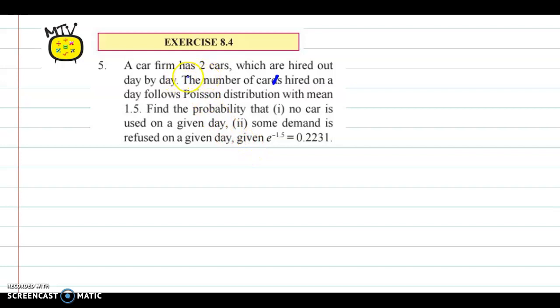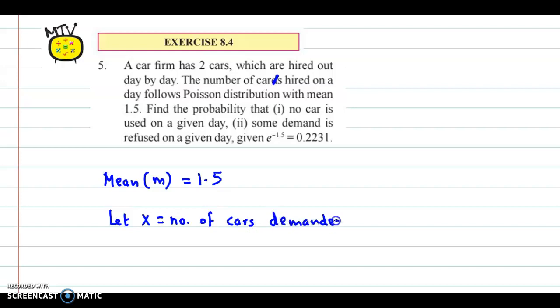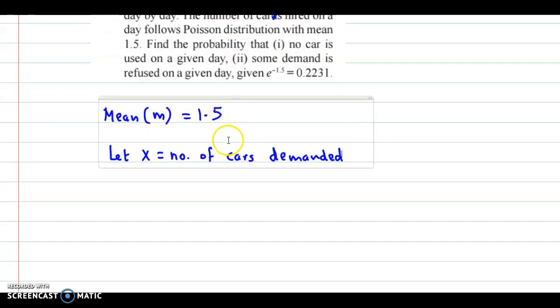So here we have been given that there are 2 cars, right? And the number of cars hired followed Poisson's distribution with mean 1.5. So here they have given the mean value, that is m, this is 1.5. Now suppose X represents the number of cars demanded. Now the first case is no car is used on a given day. That is, the demand for cars is 0, right?